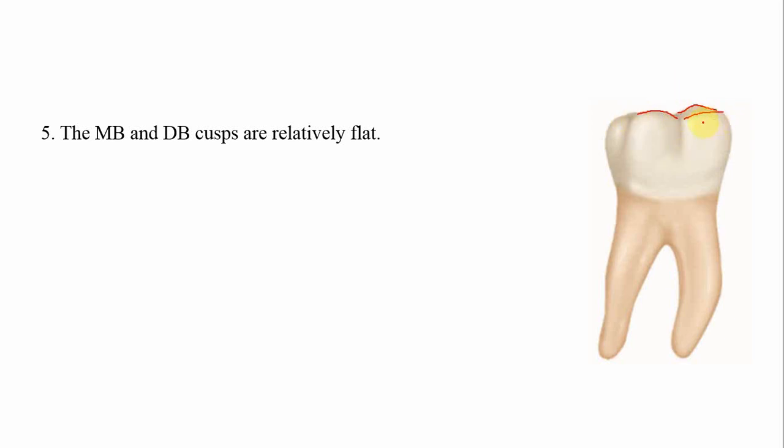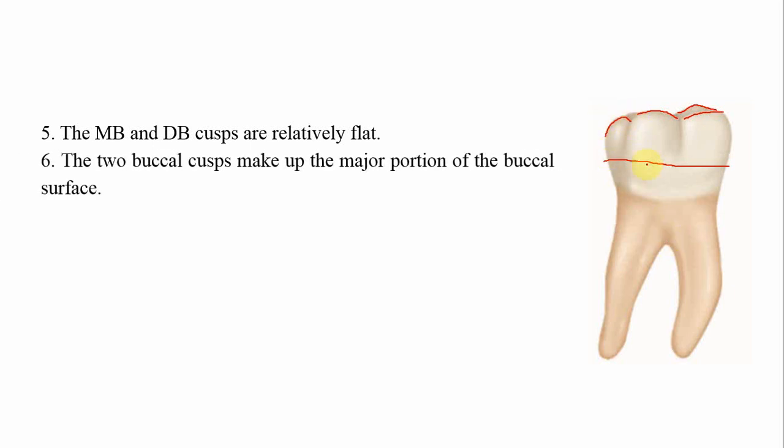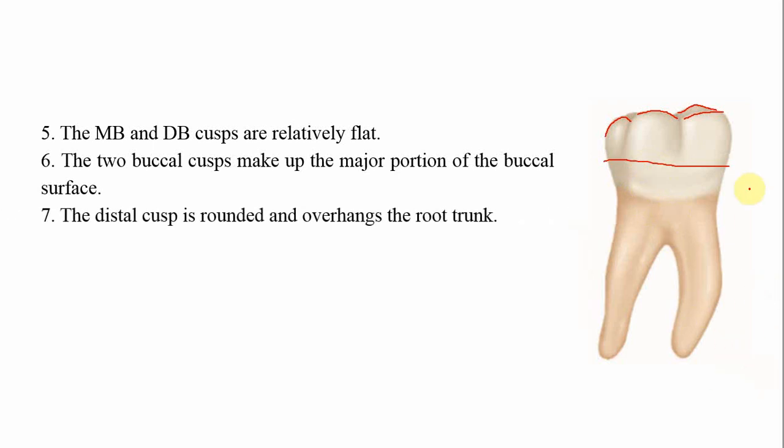These two cusps, the mesiobuccal and the distobuccal, make the major portion of the mesiodistal diameter of this tooth, about 80%, while the remaining 20% is occupied by the smallest cusp, which is the distal cusp. The distal cusp is convex and overhangs the root trunk. So these two buccal cusps are flat and the distal cusp is convex or rounded.